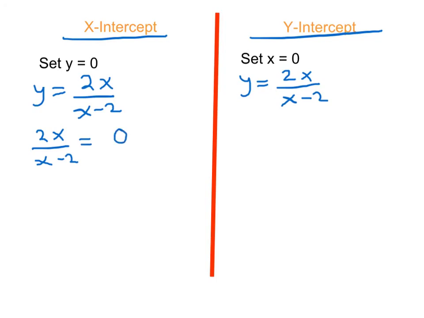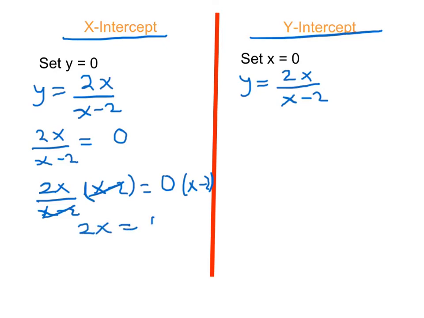This is an equation where we just multiply both sides by x minus 2. 2x over x minus 2 times x minus 2 equals 0 times x minus 2. In this case, the x minus 2 will cancel, and we are left with 2x equals 0, and x equals 0. This is the x-intercept. In other words, the x-intercept occurs at (0, 0).